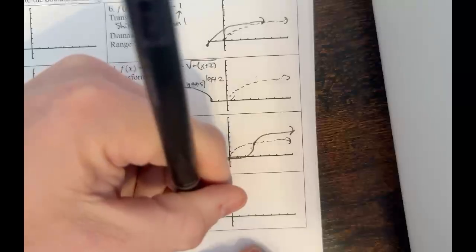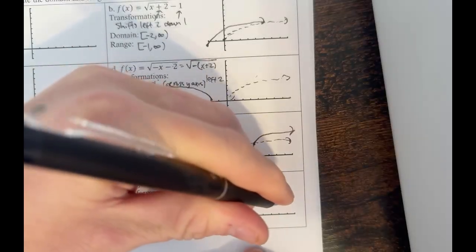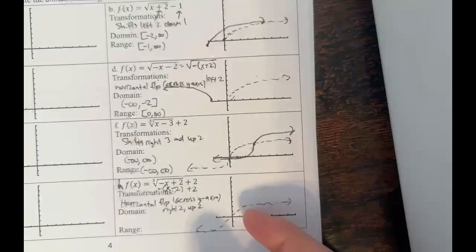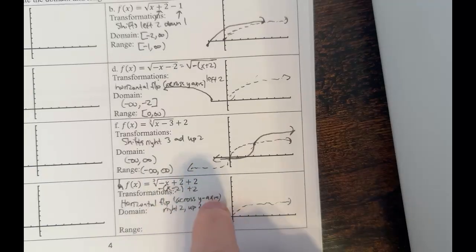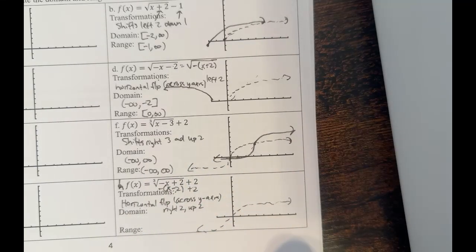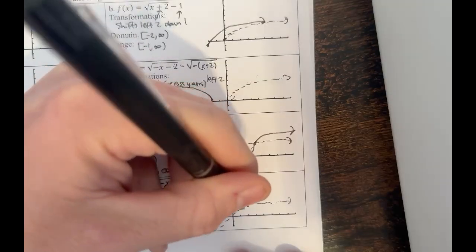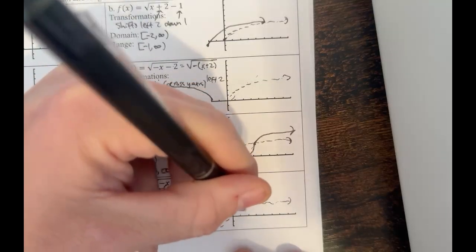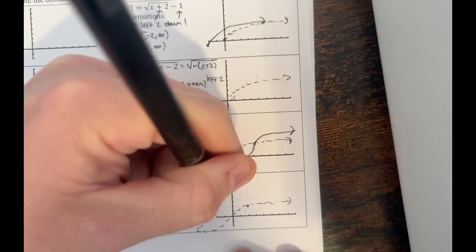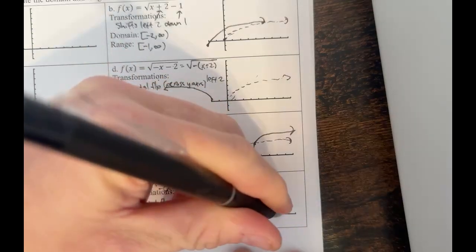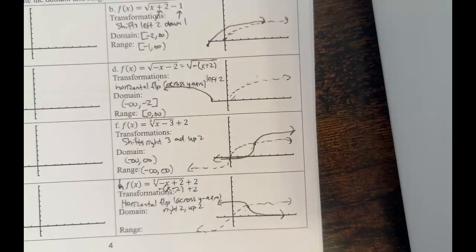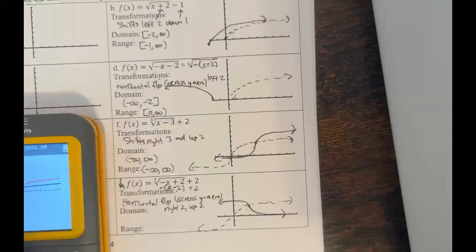So instead of going like this, when I flip this around, it's going to go like that. So it's going to go like this, but it's going to go right 2 and up 2. And as I said, instead of going like this, it's going to go like this. Okay. You could look at that if you want.